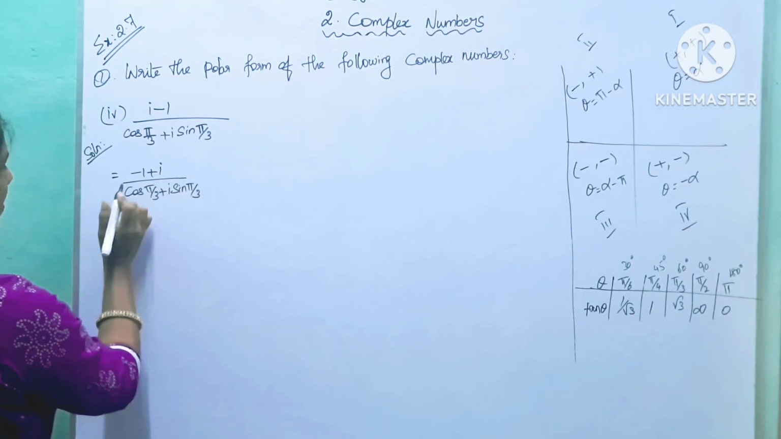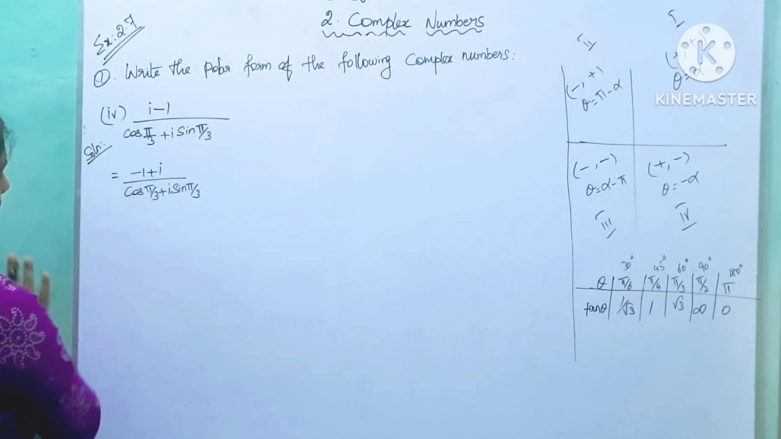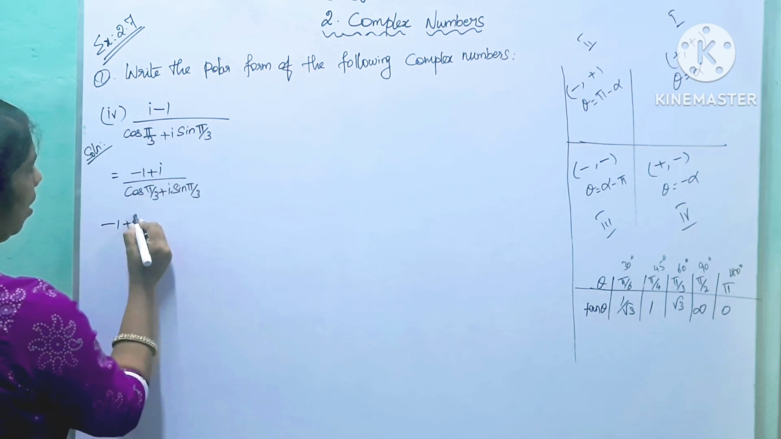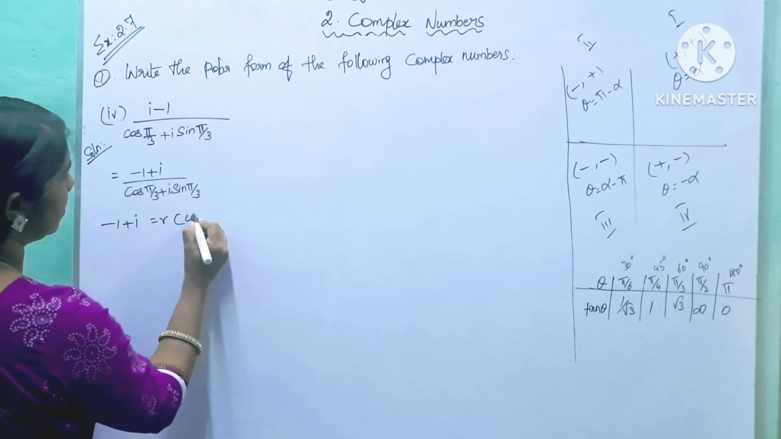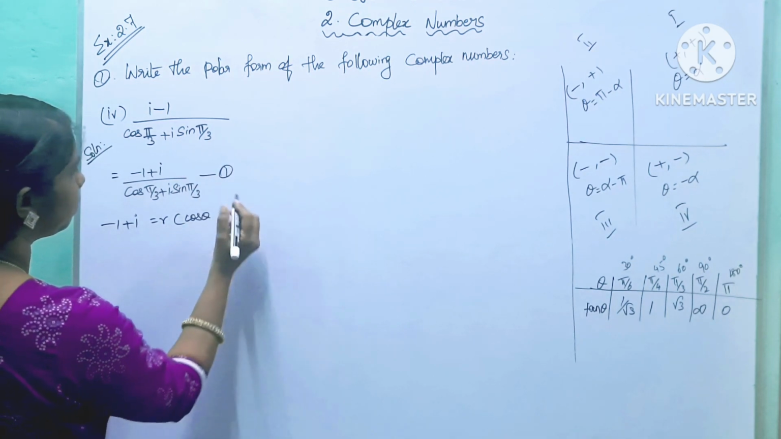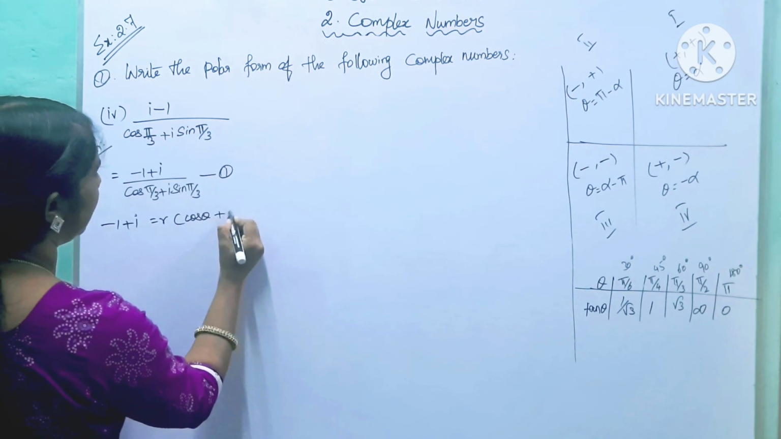இந்த minus 1 plus I க்கு first நம்ம polar form கண்டுபிடிச்சிக்கலாம். minus 1 plus I ஓட polar form பார்த்தீங்கன்னா r into cos theta plus I sin theta. இந்த equation 1 எடுத்துக்கலாம். cos theta plus I sin theta.